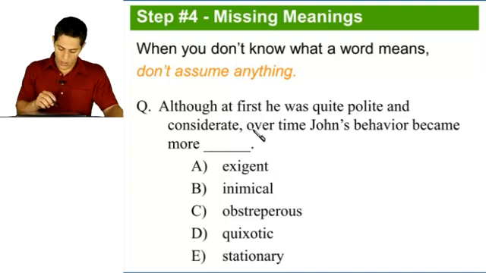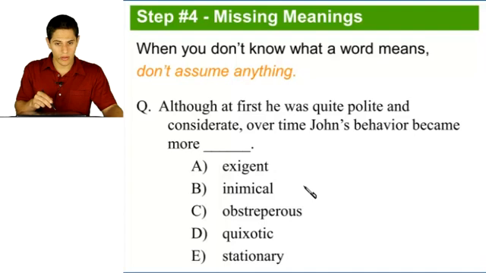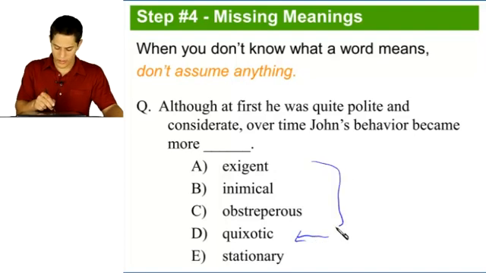Let's try this. Although at first he was quite polite and considerate, over time John's behavior became more exigent, inimical, obstreperous, not sure, quixotic, or stationary. I'll be honest, I know the word quixotic, but I don't know the other 3. However, I definitely do know that stationary is not the right answer. We've eliminated one answer choice, and as we've recommended, once you've done that, it's probably safe to guess. Quixotic doesn't seem like it related. So we're left with exigent, inimical, or obstreperous.